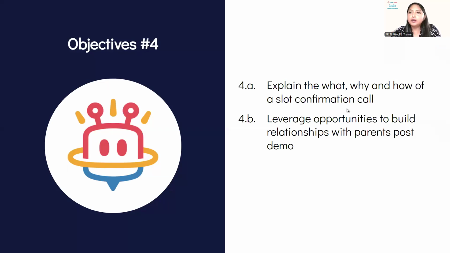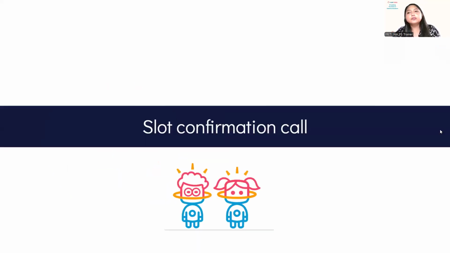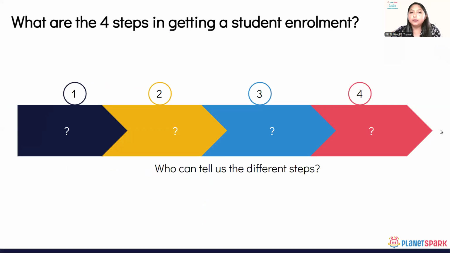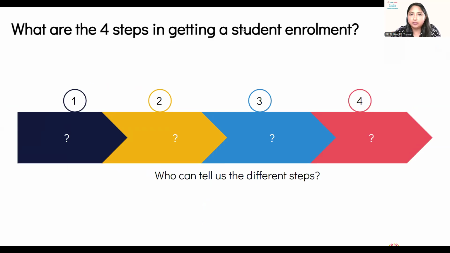And in the second half, we will try to understand how to leverage the opportunities to build relationship with parents post the demo. Now, slot confirmation call. What were the 4 steps in getting a student enrollment? Remember, I told you on day 1.